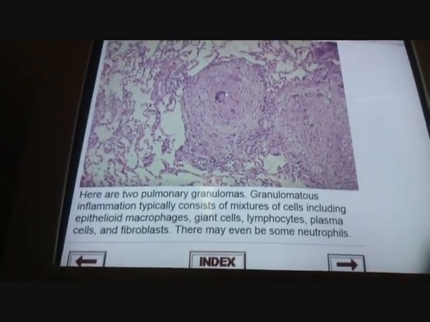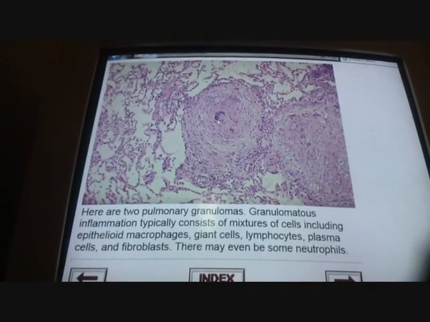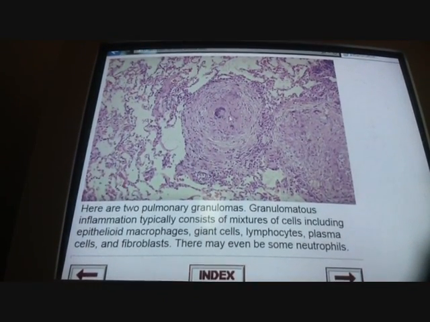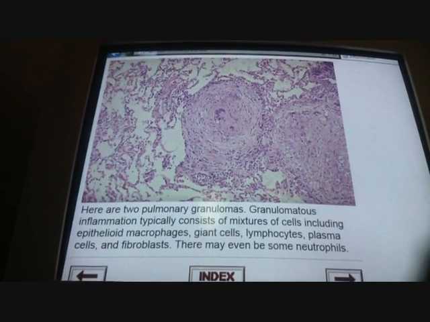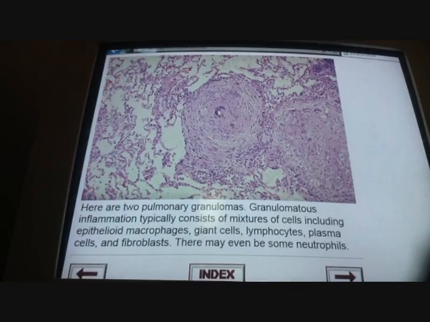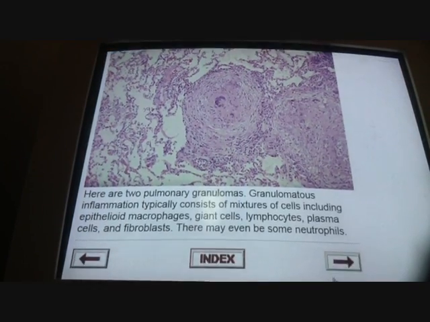sometimes we could find those large cells with multiple nuclei, which are called multinucleated giant cells. This is a giant cell. This is an example of giant cells. This whole collection of nuclei are nuclei of one single cell, one single giant cell.